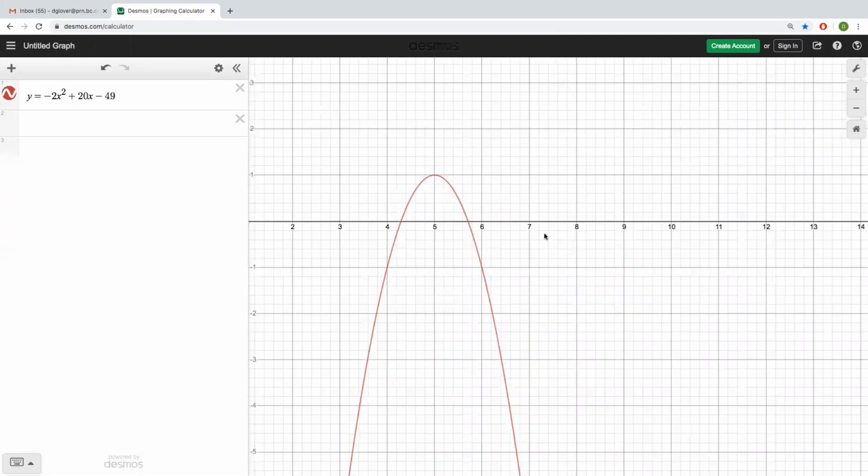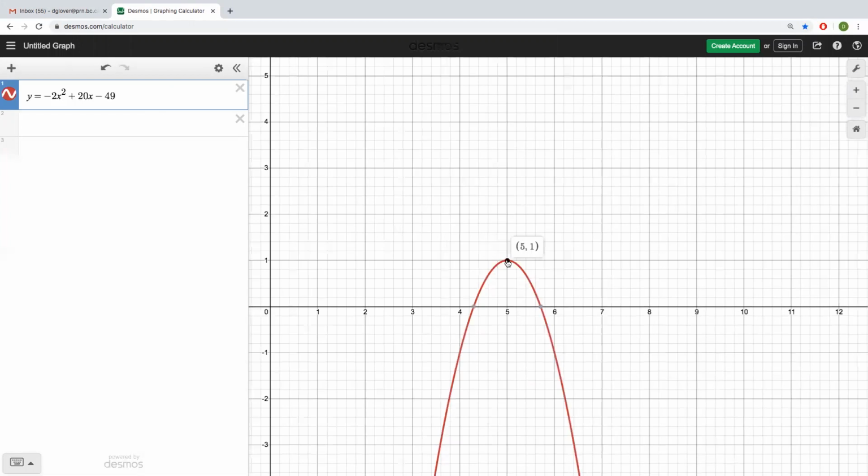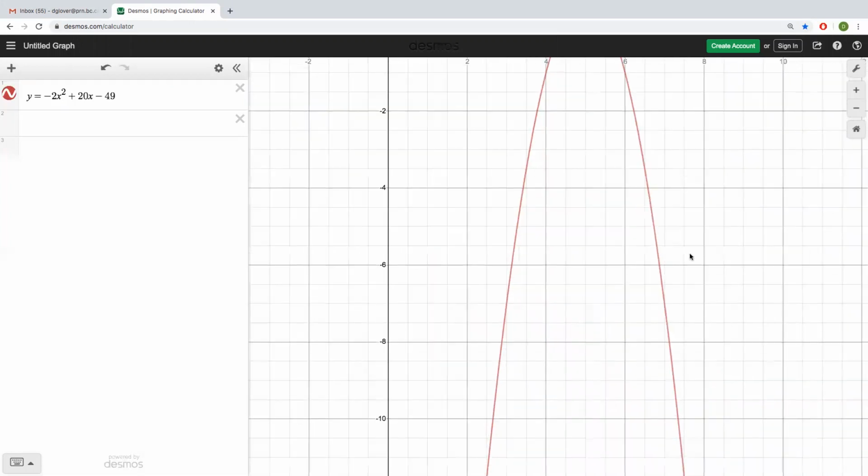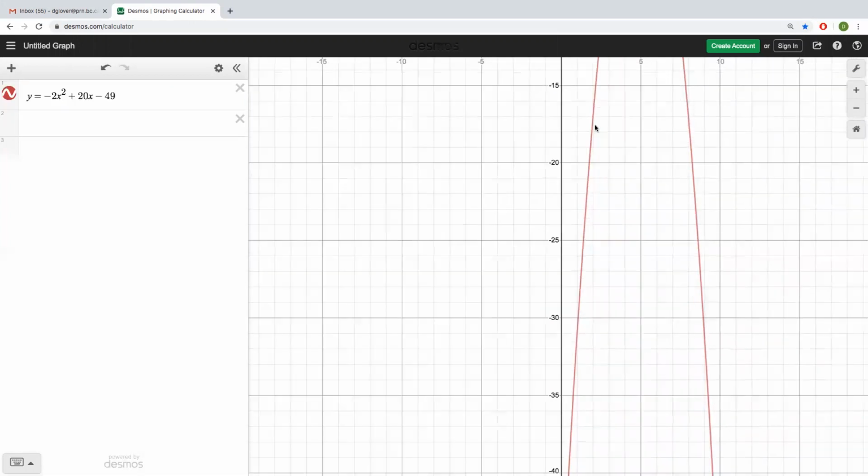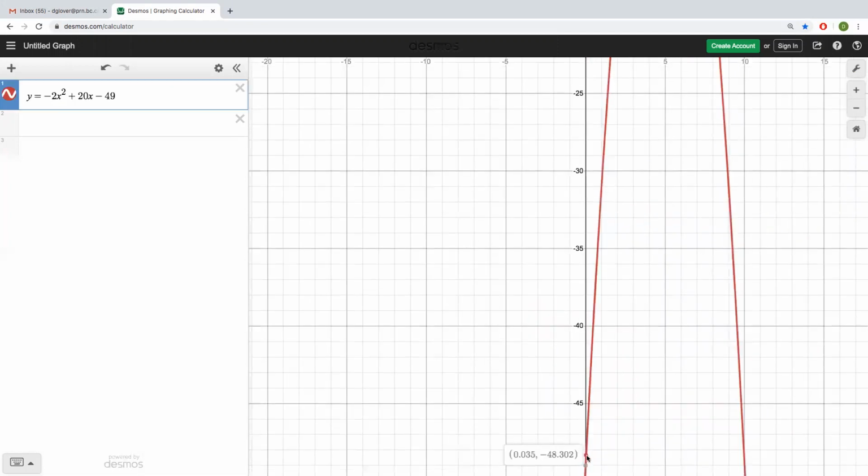So we've got a maximum here of 1. That's the y value. We have an x-intercept of 4.2, an x-intercept of 5.7, and a y-intercept of minus 49.